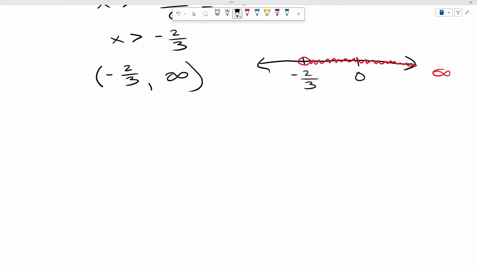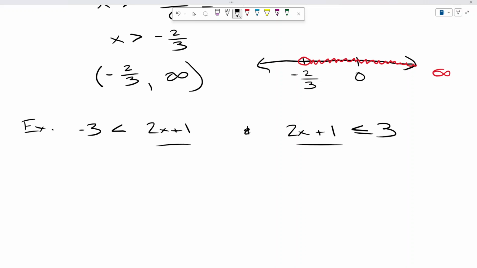So linear inequalities, those aren't too bad. But let's look at a compound inequality. Let's suppose we had two separate inequalities. All right, let's say we had negative 3 less than 2x plus 1, and we had 2x plus 1 less than or equal to 3. So notice how they both have the 2x plus 1 in common. So these could just be expressed as a single compound inequality with 2x plus 1 in the middle.